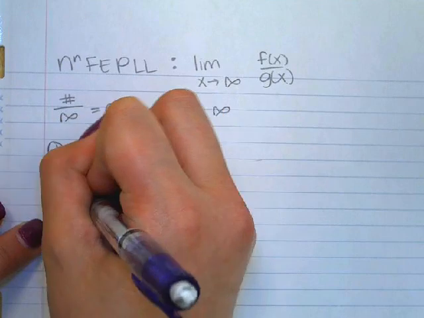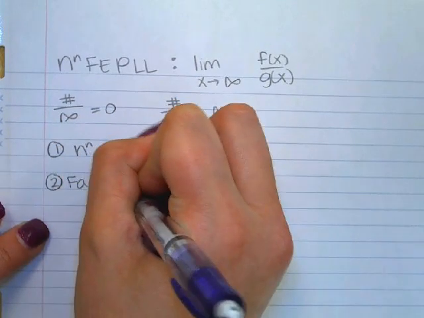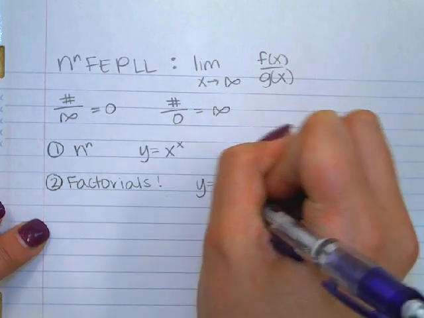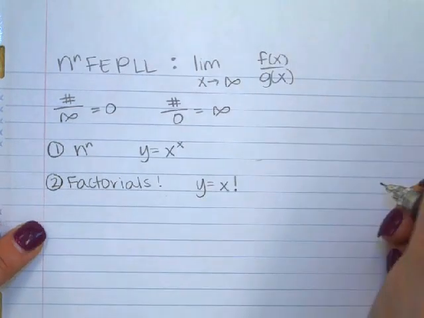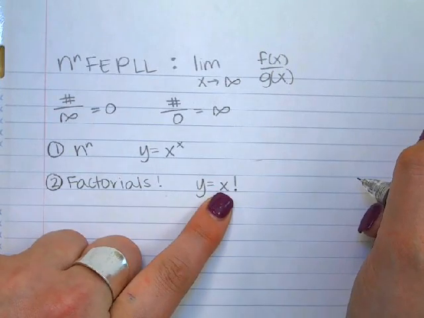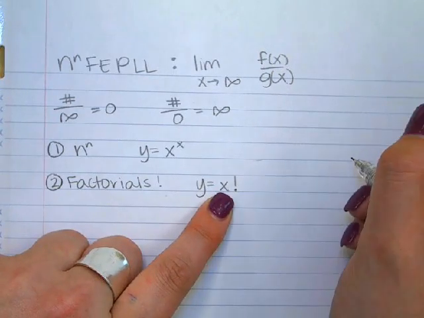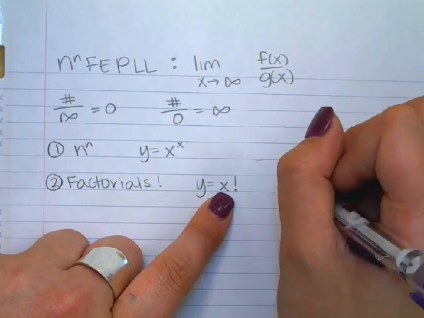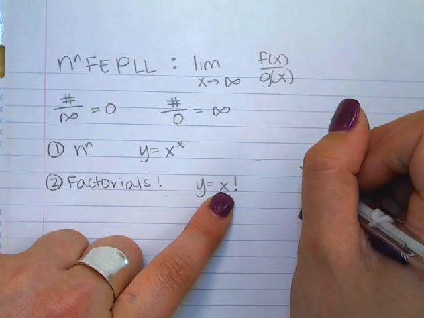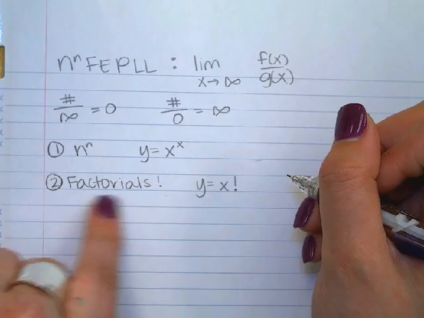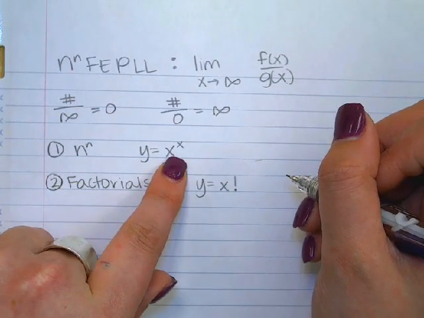The second is factorials. Putting an exclamation because that's what a factorial is. So y equals x factorial. So if you guys recall factorials, if you had 5 factorial, it just means 5 times 4 times 3 times 2 times 1. So when you have a factorial, you are multiplying that number by all of the numbers underneath it. So that grows fast, but it doesn't grow as fast as x to the x.